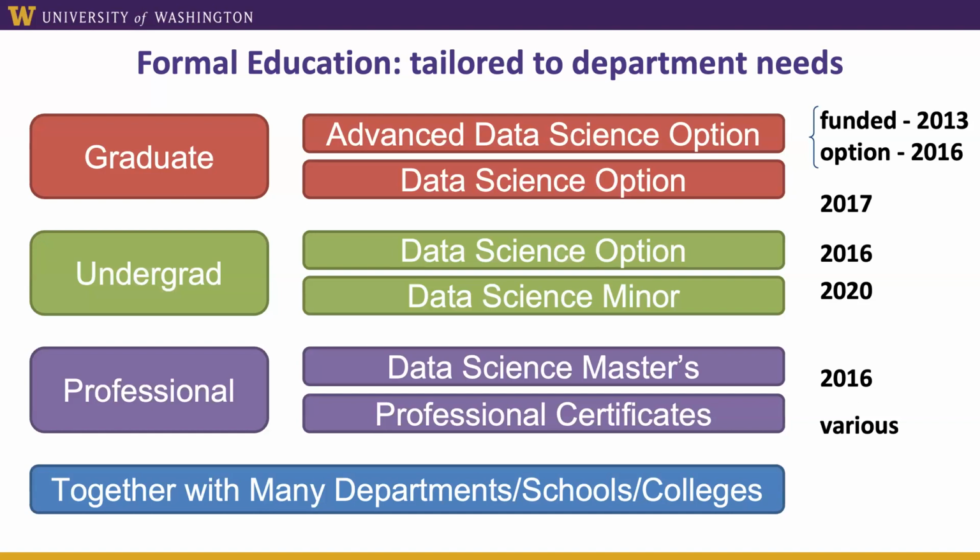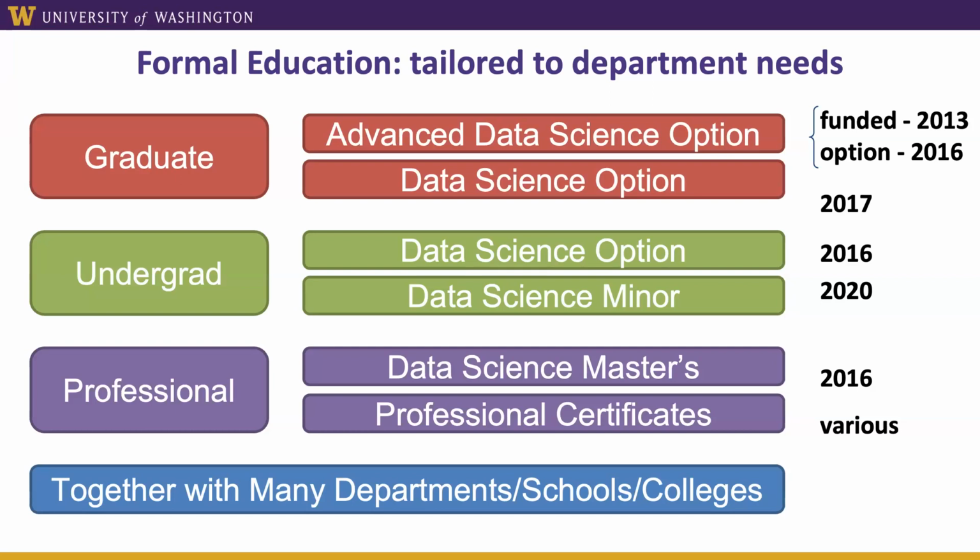So putting it all on one slide, this is what data science formal curriculum looks like at the University of Washington. When we started approaching this, going back to about 2013, we started at the graduate level. That was probably for two reasons. We had a funded IGERT from NSF, a big data science IGERT, and that provided some of the funding and impetus to create the structure.